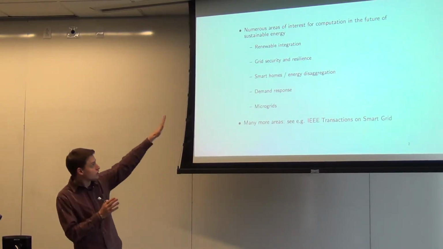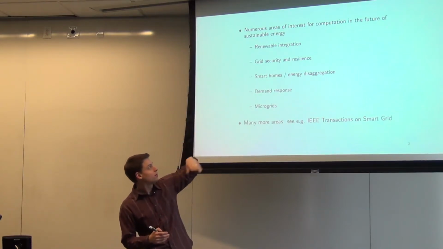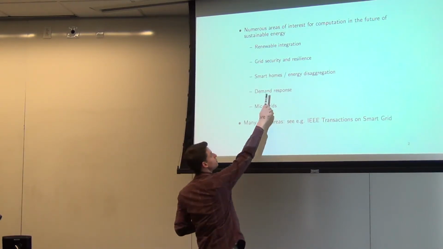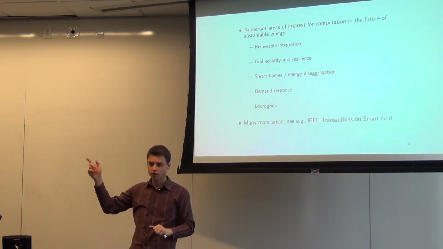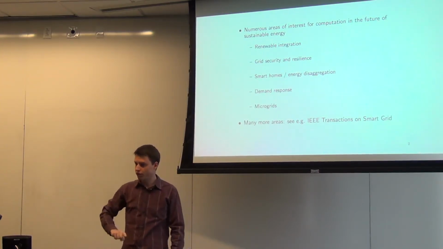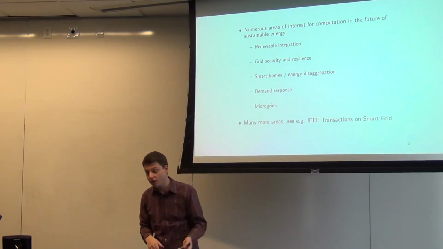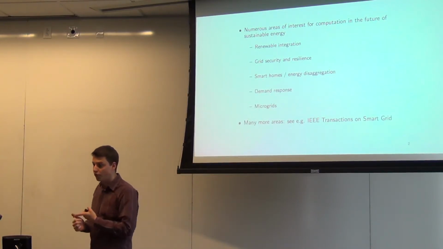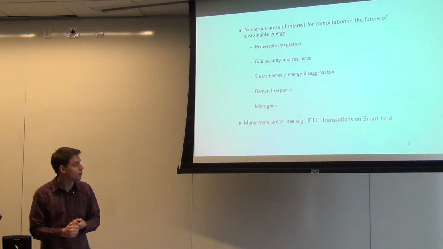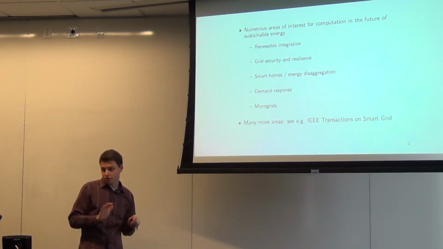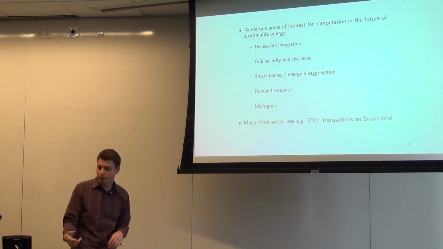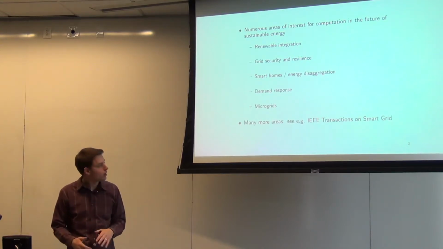These are some of the things, and we'll cover 4 of these. This one here, smart homes and energy disaggregation, I'm going to cover in more detail on Tuesday, so I won't cover it that much today. But the other 4, I'll just mention briefly what they are. Renewable integration, grid security and resilience, demand response, and then microgrids. I'll cover each of those in some detail, but mainly point you to papers that are related to that.